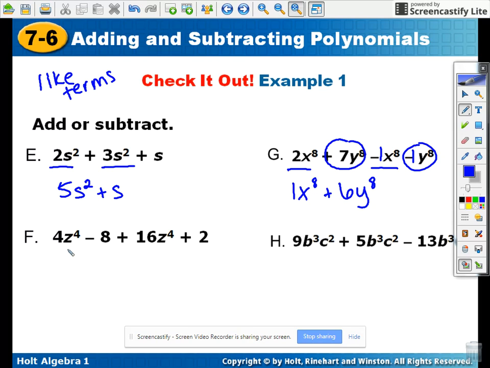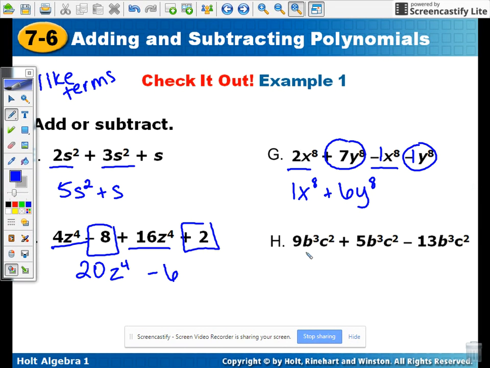For F, we have 4z to the 4th and 16z to the 4th. So when we add those together, we have 20z to the 4th. And the constants are also like terms. So negative 8 plus 2 is minus 6.